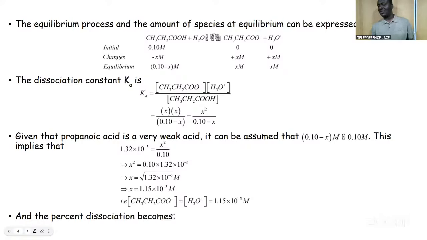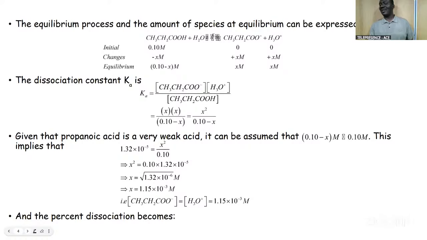Okay. Somebody says, sir, how is KA 1.32 to the power minus 5? It's given. Drotolu Oluwaseyi, KA is given as 1.32 to the power minus 5. Nobody's expecting you to memorize that. That will be given. All right.